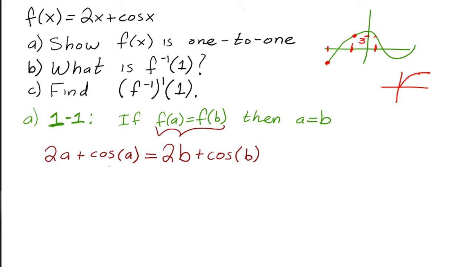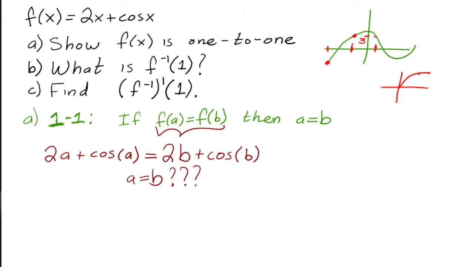Now, this is the usual way to show that a function is 1-to-1. Then you do some algebra and then you get that a is equal to b. But there's no obvious way to do that here. But let's try a different way. Using the derivative, we can actually show that this function is 1-to-1. So follow with me here.